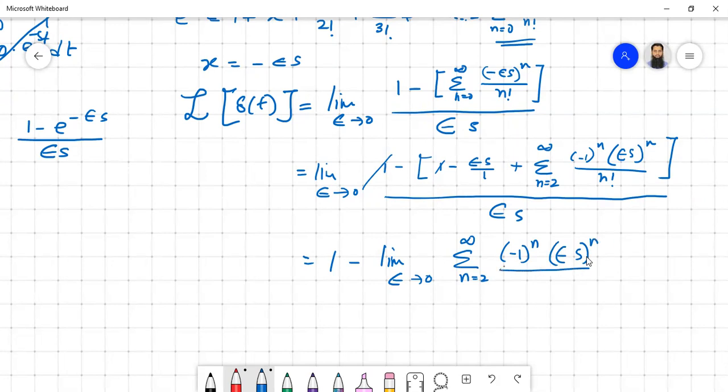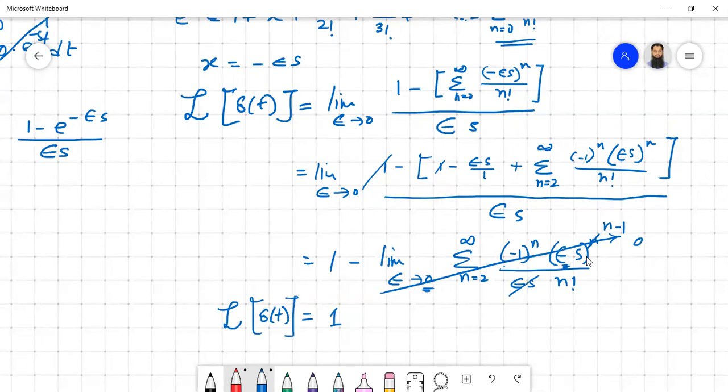Then you have divided by factorial. You have 1 epsilon s, as well as factorial n. So 1 epsilon s will be deducted here, so it will be n minus 1. So bottom line is, if you apply the limit here and you are having epsilon here, this whole term is going to vanish. So what is left is your result 1. So the Laplace transformation of unit impulse function is basically becoming 1.